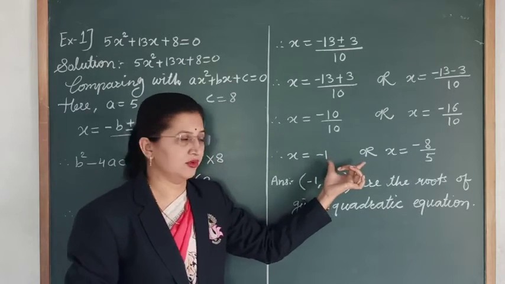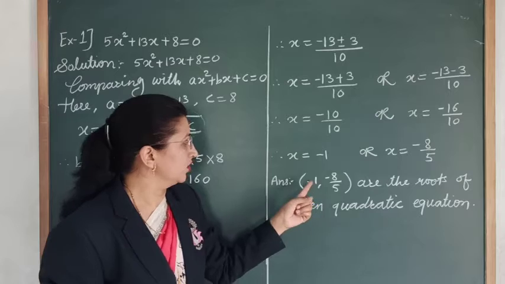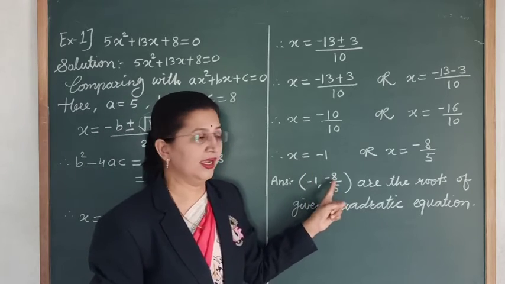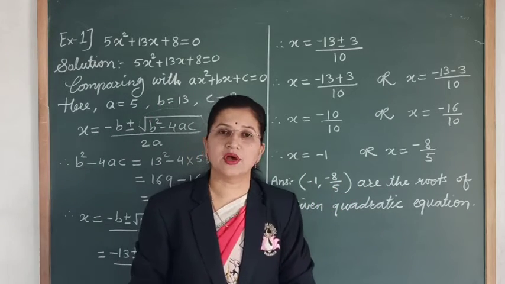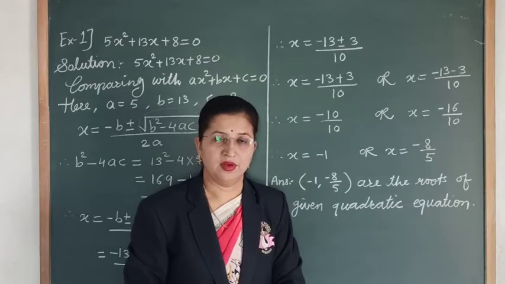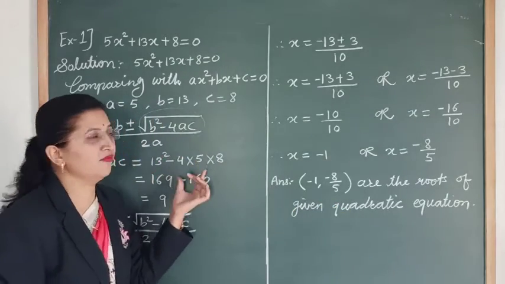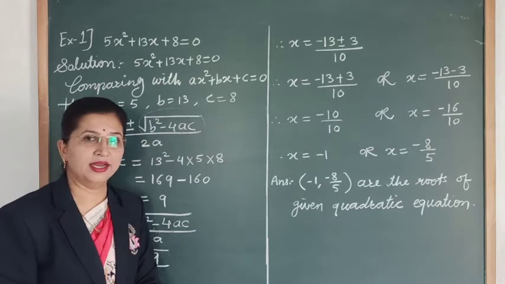Okay. So we got these two roots. So let's write down our last answer. Negative 1 and negative 8 upon 5 are the roots of the given quadratic equation. Okay. So in this way, by using the formula, we can solve the given quadratic equation.